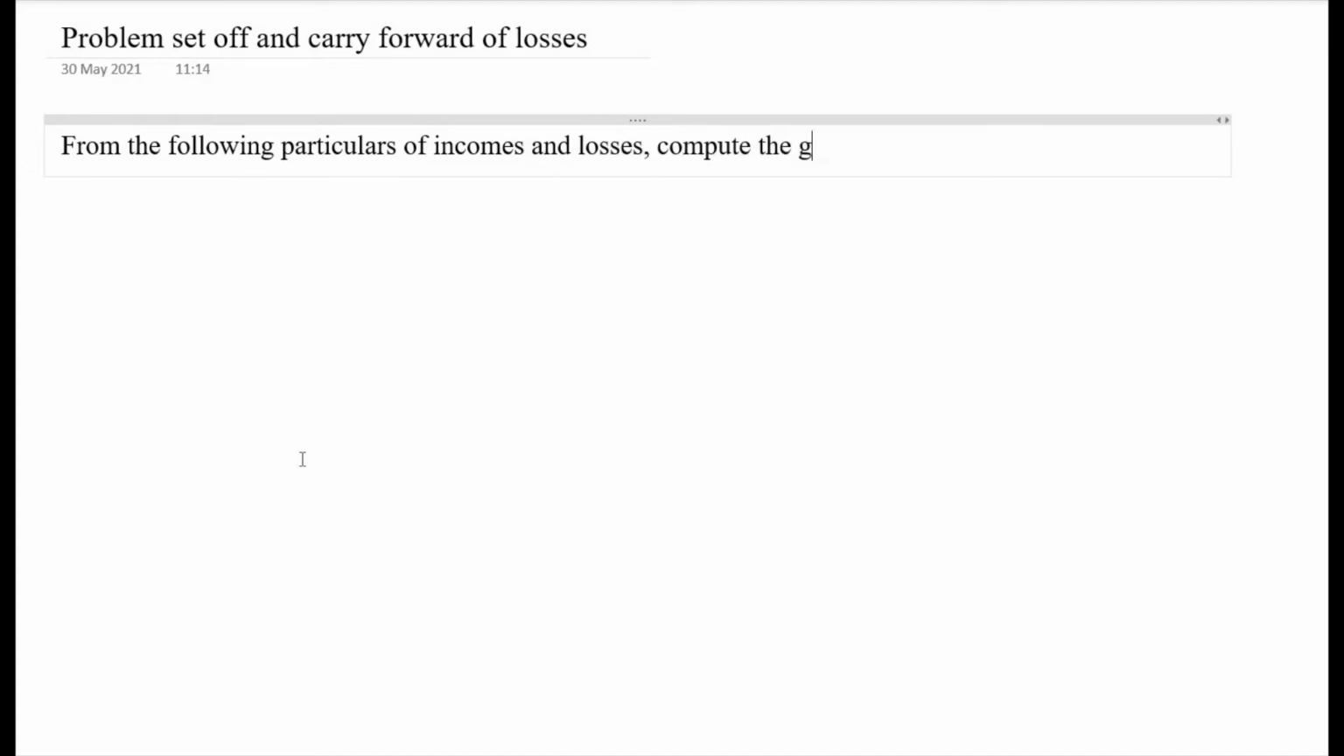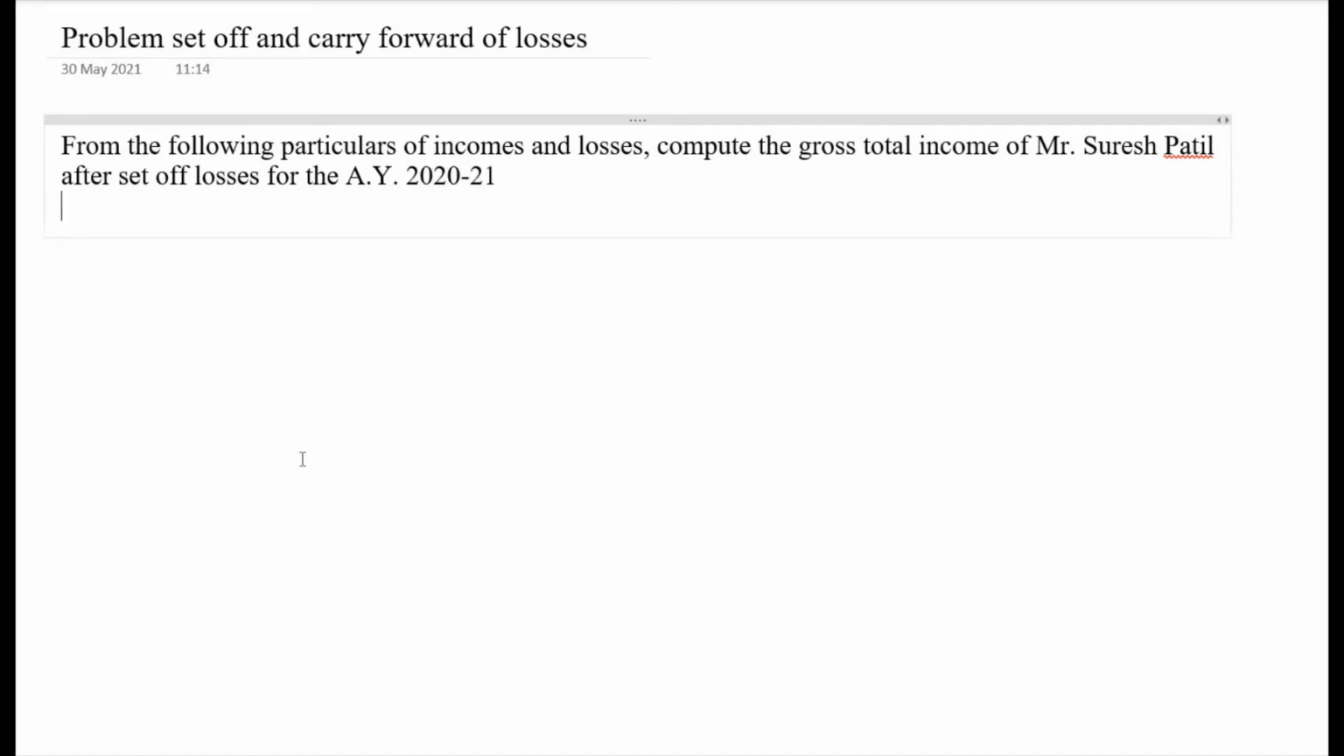compute the gross total income of Mr. Suresh Patil after set off of losses for the assessment year 2021. The details are like this here. Income from let out property rupees 70,000.